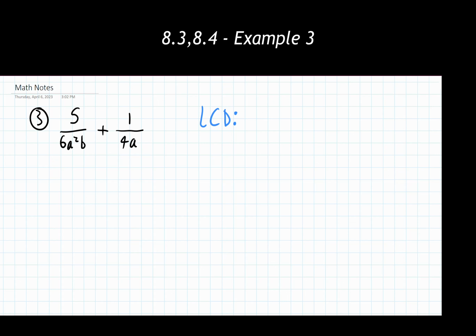I'm looking at the denominator and seeing that I have numbers, a's, and b's. So I'm going to deal with those one at a time. Looking at the numbers, 6 and 4, what's the lowest common denominator, or the lowest common multiple of 6 and 4? That's going to be 12. The smallest number that 6 and 4 can both evenly multiply into. Then I go to the a's. Between a squared and a, what's the smallest thing that they can both multiply into? Well, that's going to be a squared.